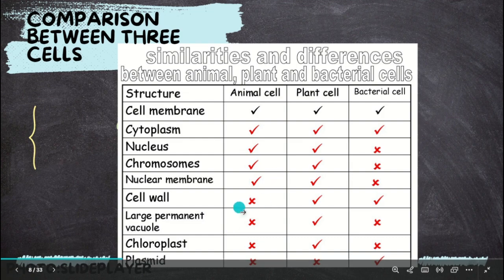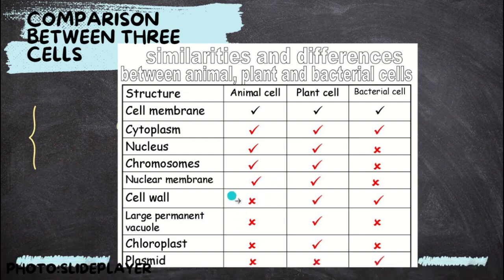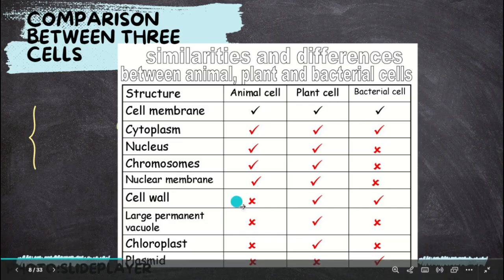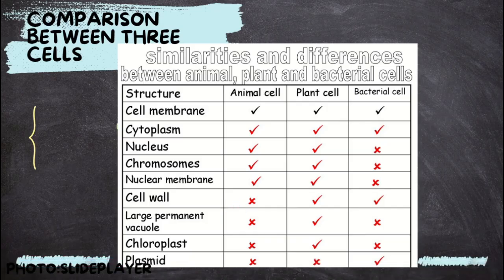Then animal cells, we know our animal cells do not have a cell wall. They have an irregular shape, kind of roundish, irregular. They don't have a cell wall. Plant cells have a cell wall, and bacterial cells have a cell wall. Now, large permanent vacuole: only the plant cell has this, and we know why. The reason being that plants absorb a lot of water. That is why it needs such a huge vacuole in the center. For example, an animal cell processes way less water than a plant.